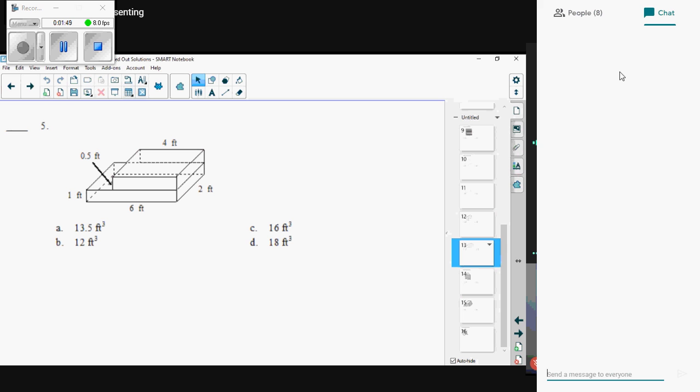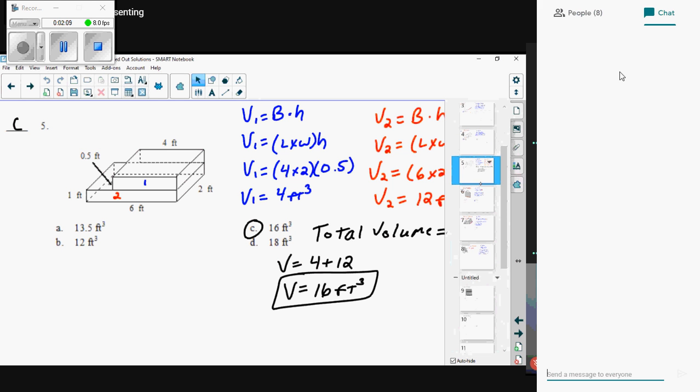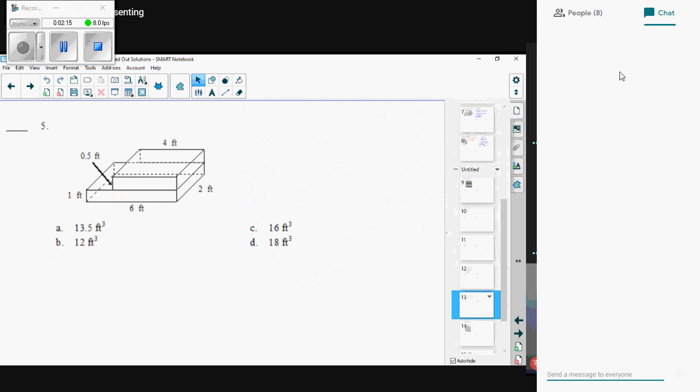So we'll start. I think I got the right answer. Okay, let's see. So let's go up and see if 13.5 is correct, and 13.5 is not correct. All right, so let's take a look at how we do it.